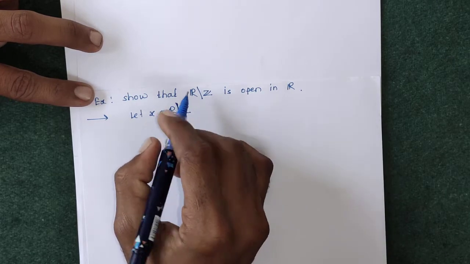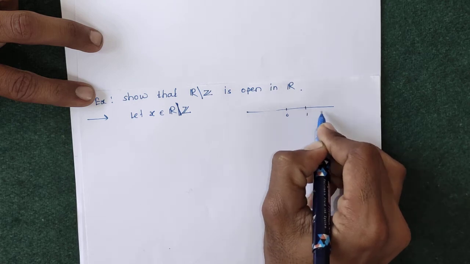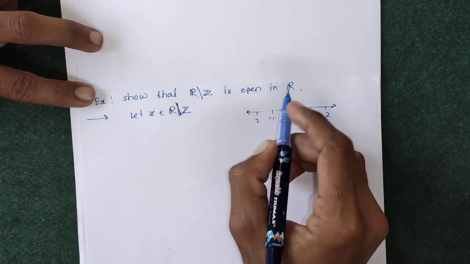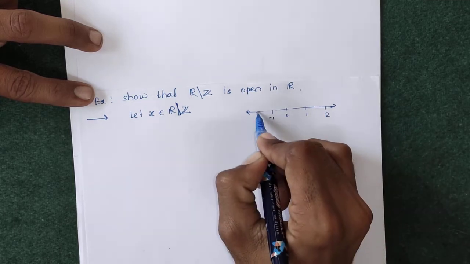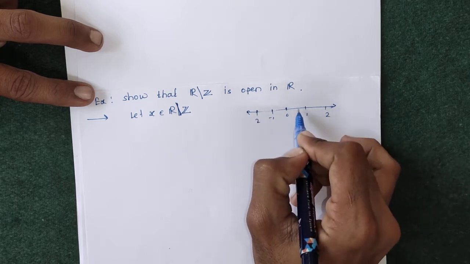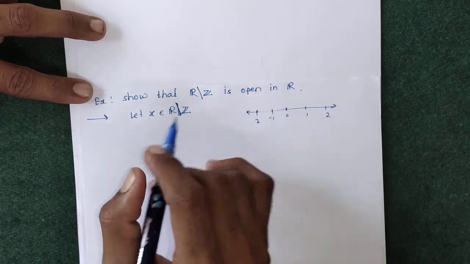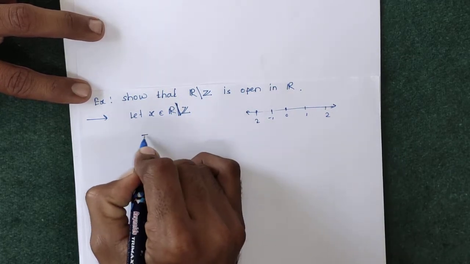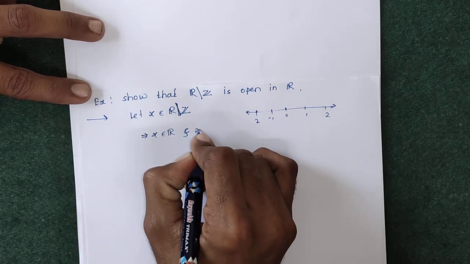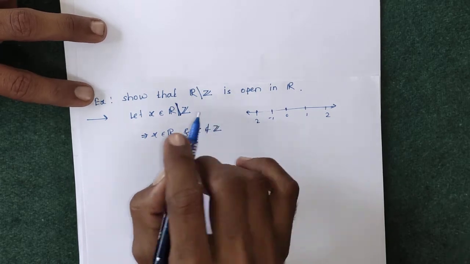As x belongs to R minus Z, suppose this is the real line on which these are the integers. So R minus Z means the whole real line minus these integers. Real numbers without integers is the set R minus Z. We have taken this x belongs to R minus Z. So this implies x is a real number but x is not an integer. x is a real number except the integers.